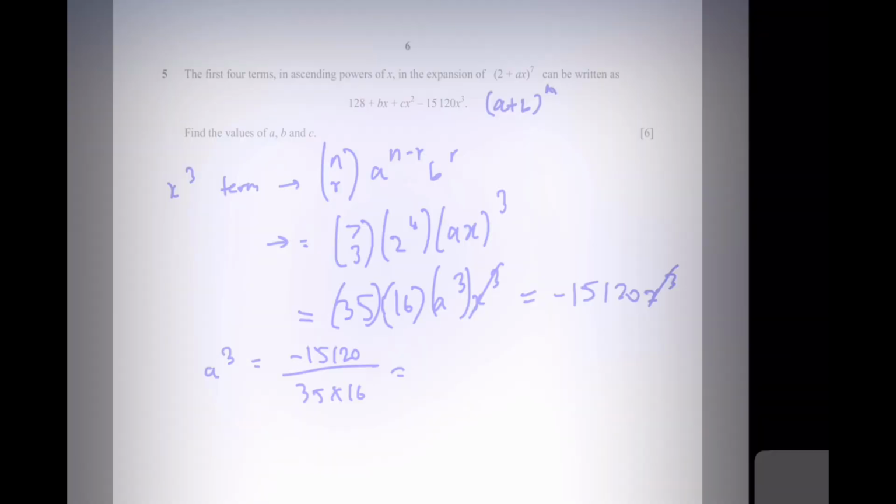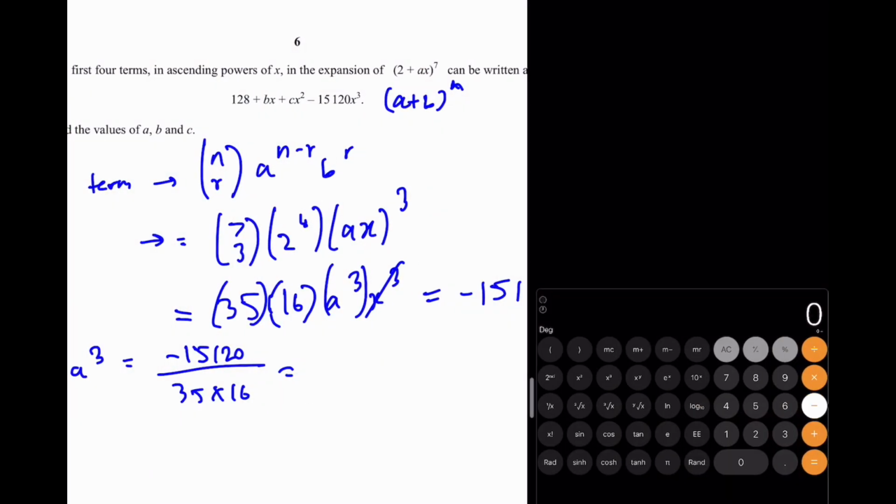And here we get our calculator out. Minus 15120, and divide by 35, divide by 16 to get minus 27 as a cubed. And a is just the cube root of minus 27. Some of you may remember this, but even if you don't, the calculator is always there to help you. We get minus 3. We found our a value by equating the x cubed term, which is given here, with the one we find from binomial theorem.